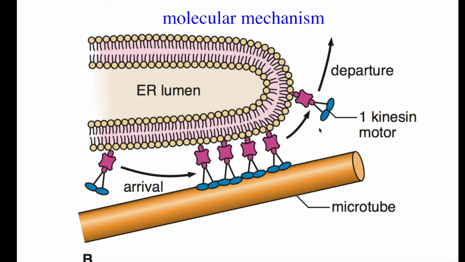There are motor proteins that can move things in the cell. This one is called kinesin. There are two major motor proteins in cells.